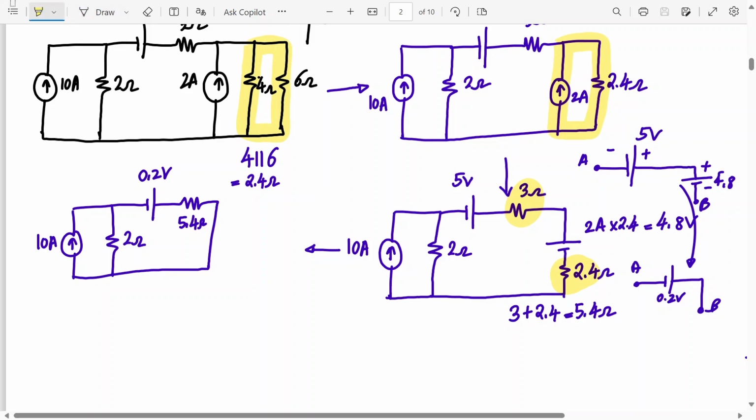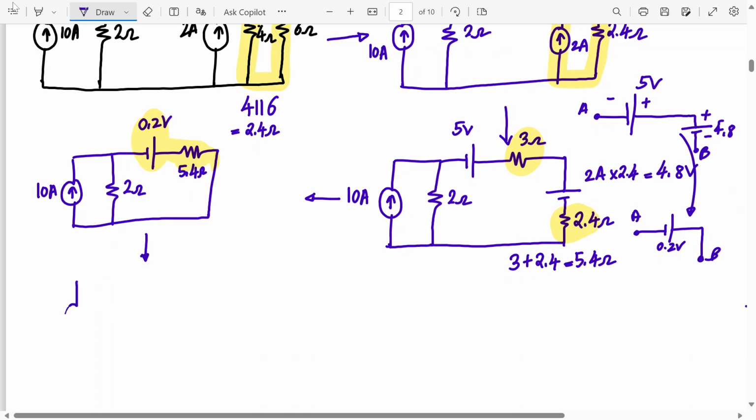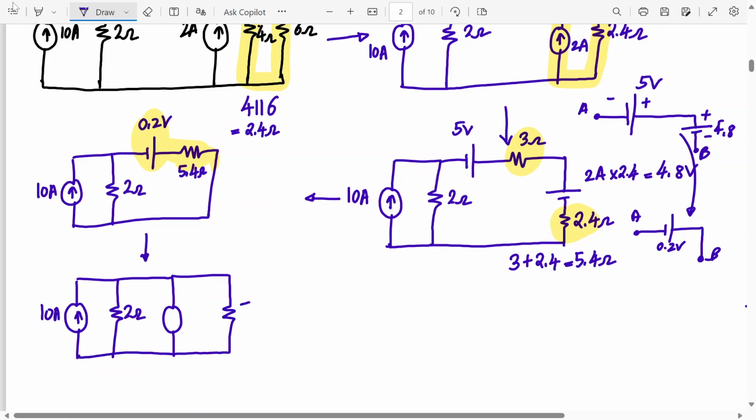Now tell me what we will do next. Convert this voltage source and series resistance into a current source with a parallel resistance. Alright? So please do it simultaneously along with me. 10 amperes. This is 2 ohm. Now tell me the current direction. Whether it will be going from down to up or up to down. Whether the direction will be same as 10 ampere or opposite to 10 ampere. And a parallel resistance will be there. This is 5.4. Opposite to 10 amperes. Absolutely correct.